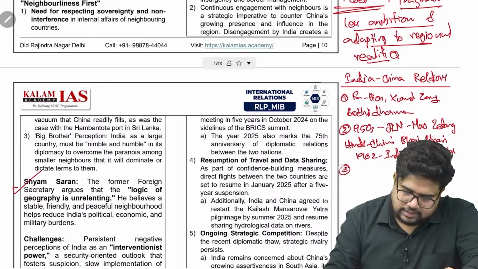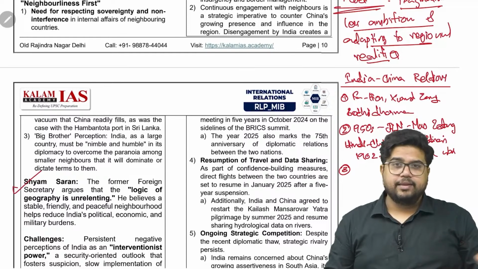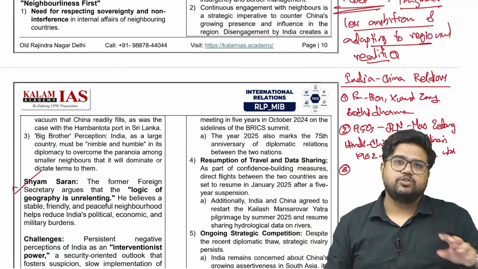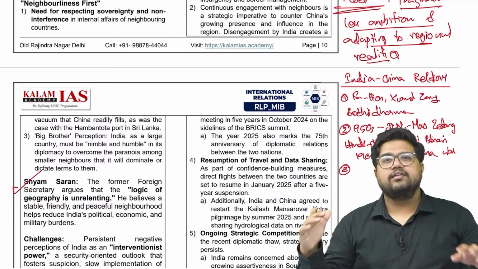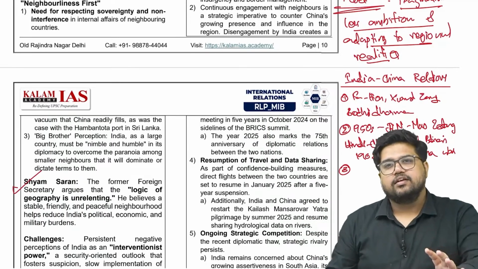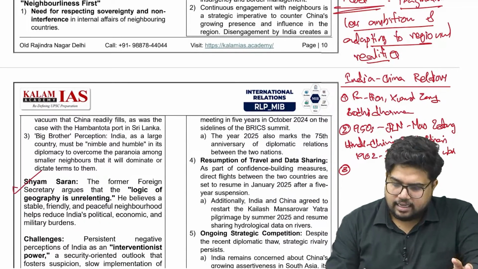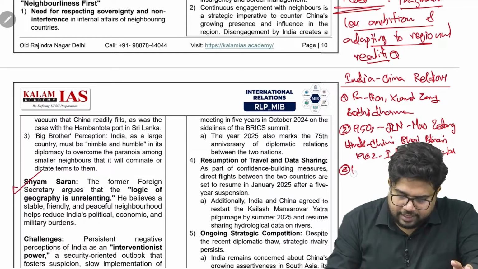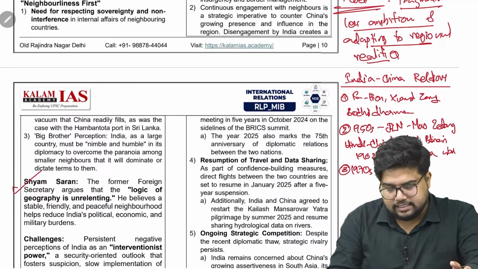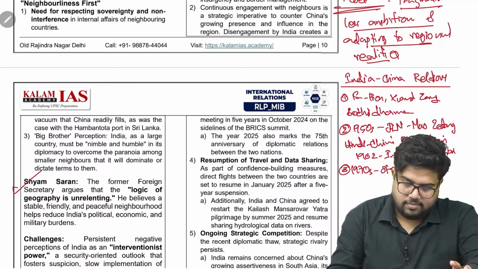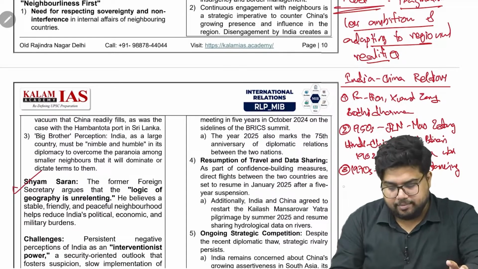Now post this, there was a phase of no relations with China. We have minimal political engagements, especially during the time of Indira Gandhi. Then we have minimal relations, economic as well as political, with China. This phase is also called the 60s and 70s strategic distancing. It was characterized by minimum contacts.